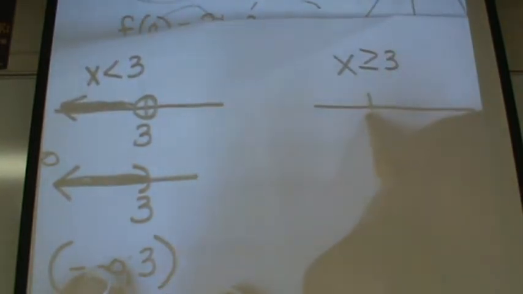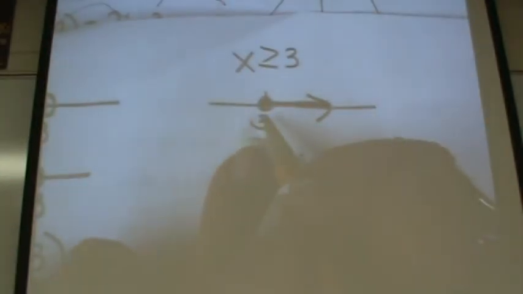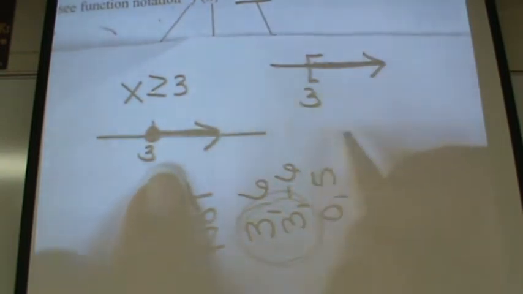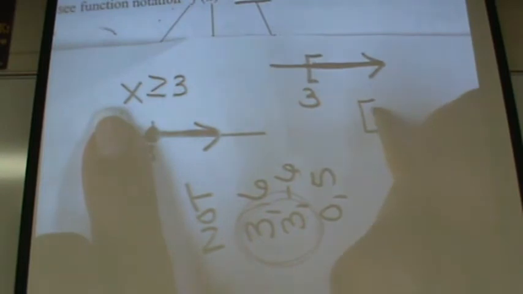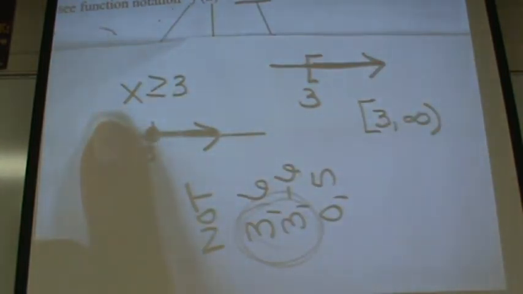Now, what if I said graph x is greater than or equal to 3? Well, in Algebra 2, you would have used a closed circle, and you would have shaded this way. In Precalc, instead of a closed circle, you are going to use a bracket. So a bracket replaces the closed circle. How do you write this answer? It's going to look like this, a 3 with a bracket, and it goes to +infinity.